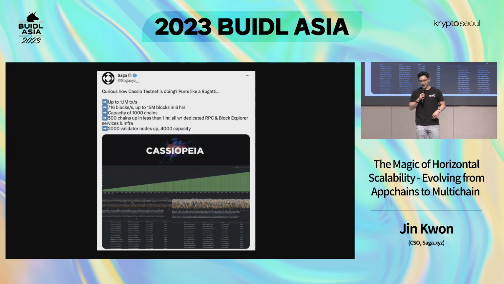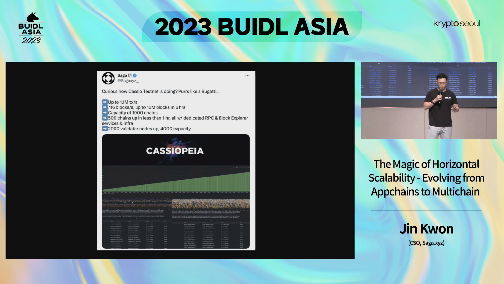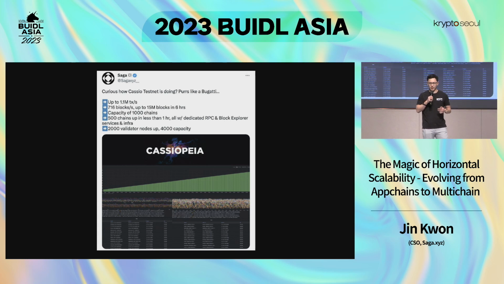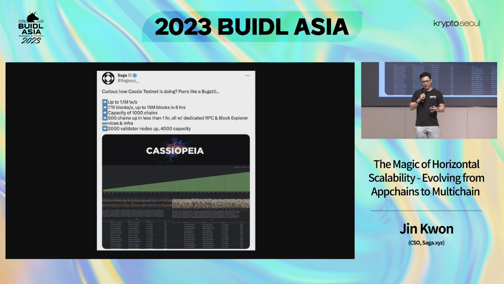We've been testing the capacity of how many chains we can launch automatically. Our team tried launching 500 chains, and it took a little less than an hour. So it's about a couple of seconds per blockchain. Each of the blockchains we have launched gets a dedicated RPC and block explorer that's fully available for everybody.